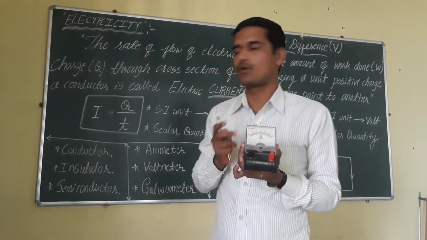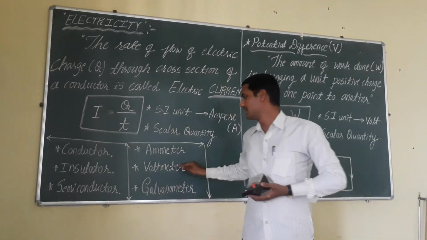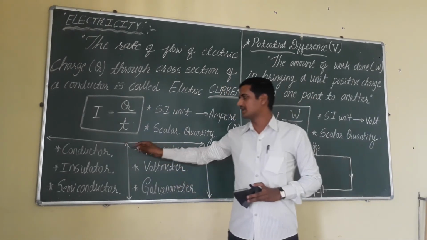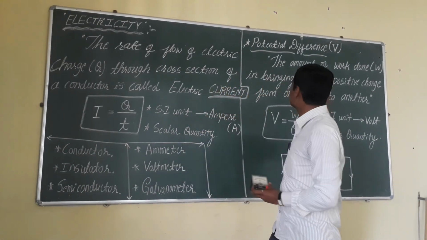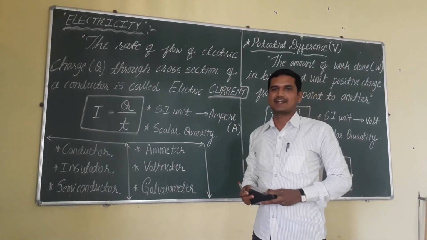So these are the 3 important devices: ammeter, voltmeter and galvanometer, and conductor, insulator and semiconductor, as well as electrical current and the potential difference or electric potential.